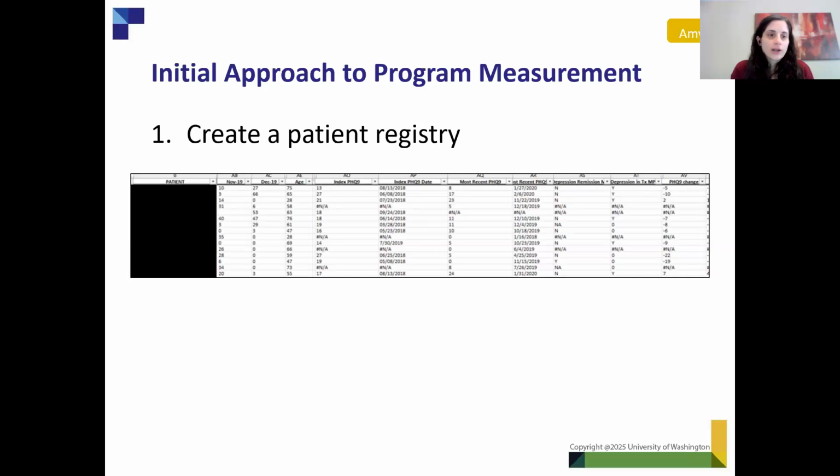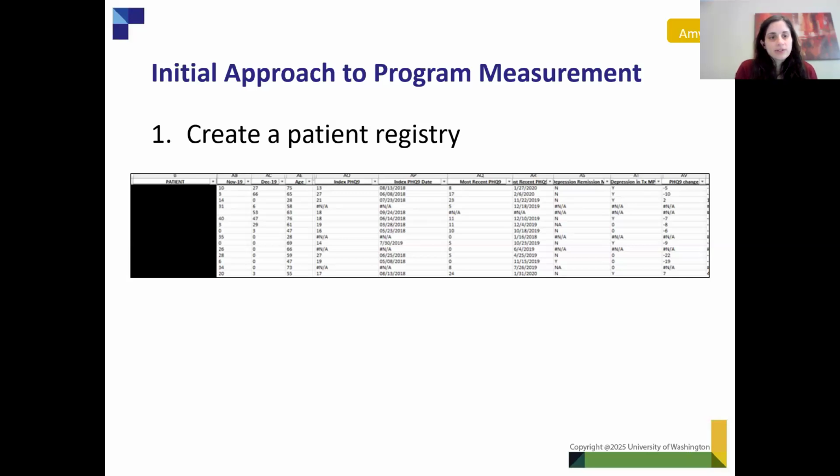Drawing on the framework provided by AIMS, we identified key patient level and program level metrics and outcomes that we wanted to track, and we began with just a small focused set of data points to incorporate into our Excel registry. This approach provided us with the flexibility to add new metrics and outcomes as they were identified and prioritized by our team.